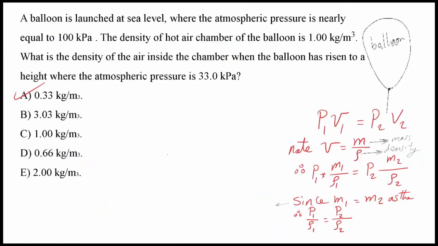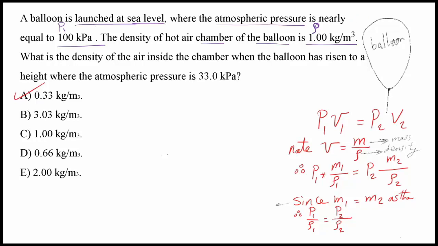The third one, a balloon is launched at sea level, where the atmospheric pressure is nearly equal to 100 kilopascal. So that's the pressure P1. The density of the hot air chamber of the balloon is 1 kilogram per cubic meter. So this is density, usually we call it rho.